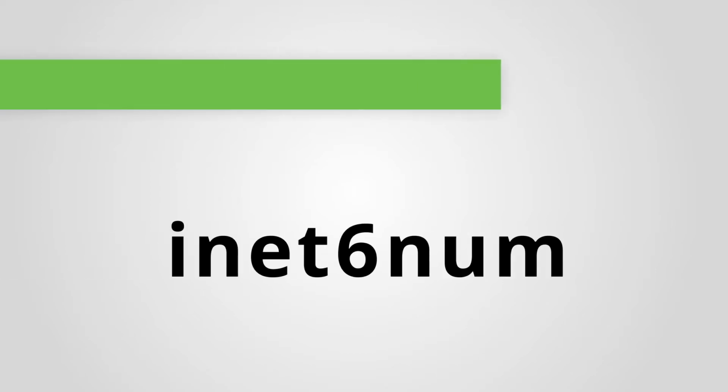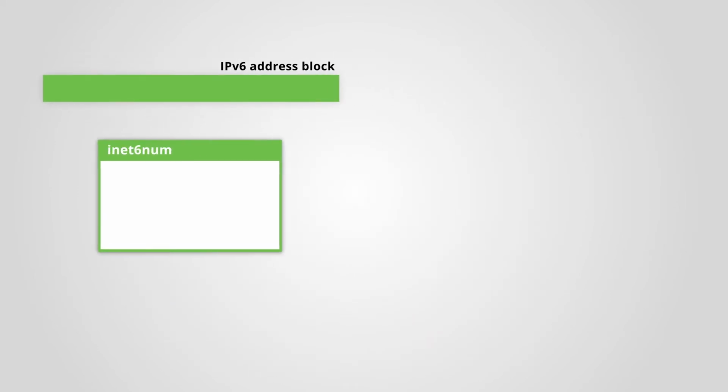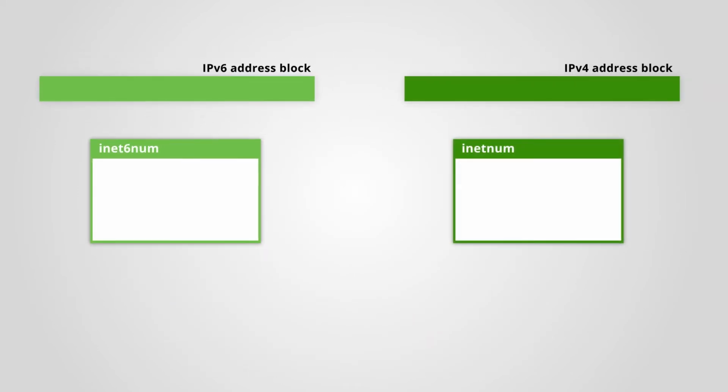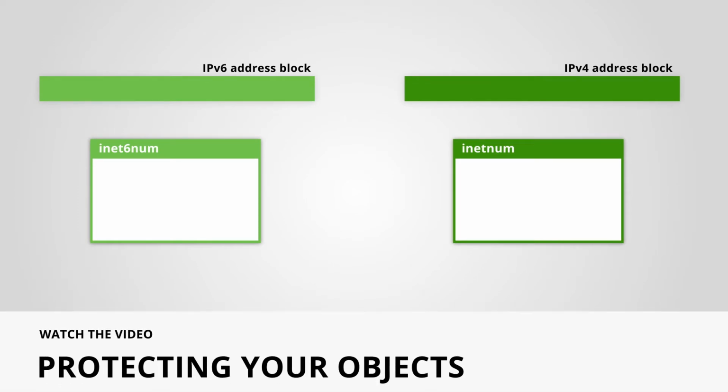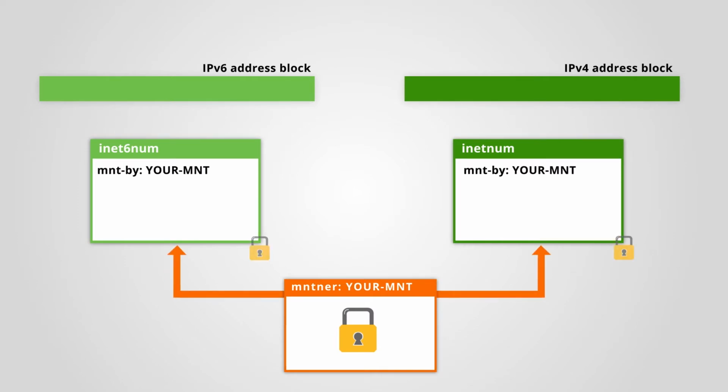In the RIPE database, an inet6num object represents a block of IPv6 addresses. If it's a block of IPv4 addresses, then we use an inetnum object. As we've seen in the video protecting your objects, a maintainer object works as a lock. It protects other objects in the RIPE database from being edited or deleted without the proper authorization.